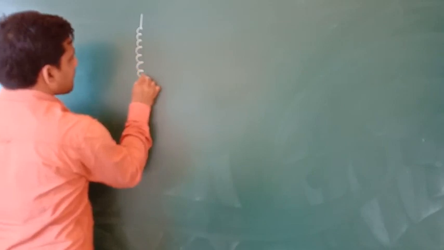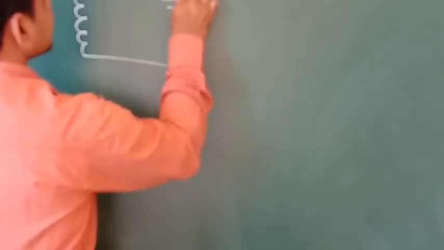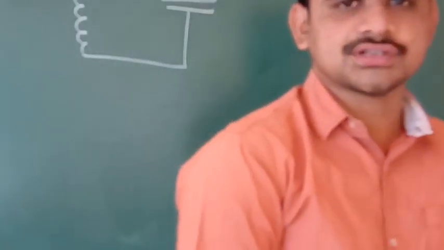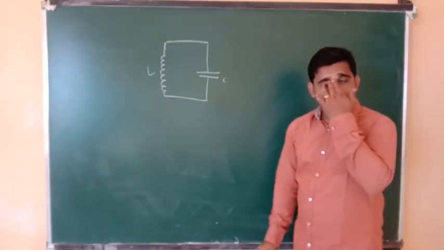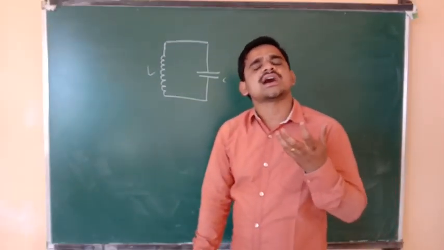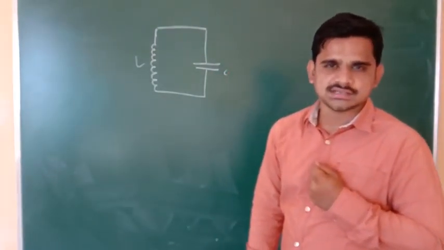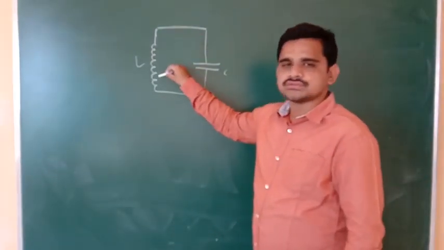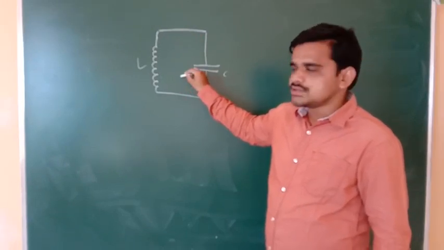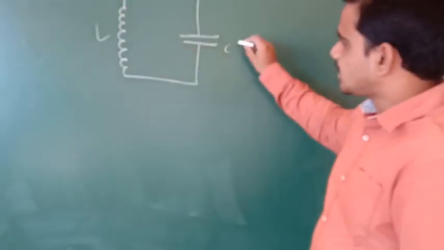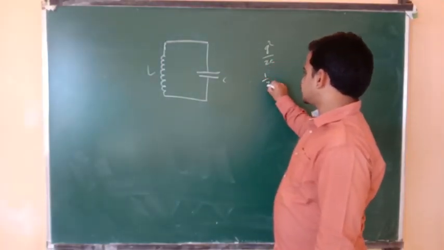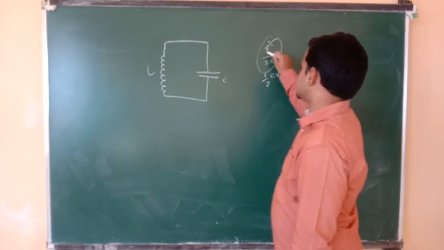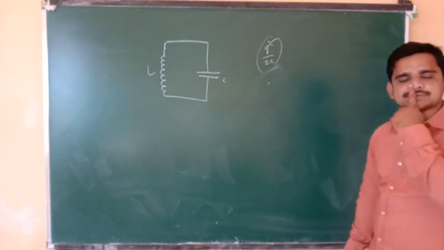An inductor and a capacitor are connected here. LC oscillations means, I'll tell you, an LC circuit, an inductor and a capacitor. Now what we are doing is taking a charged capacitor, a fully charged capacitor. When this charged capacitor is connected to an inductor, this inductor is not having any energy. The capacitor is having Q square by 2C energy, or half CV square energy.